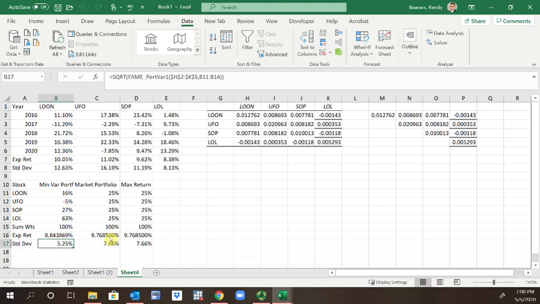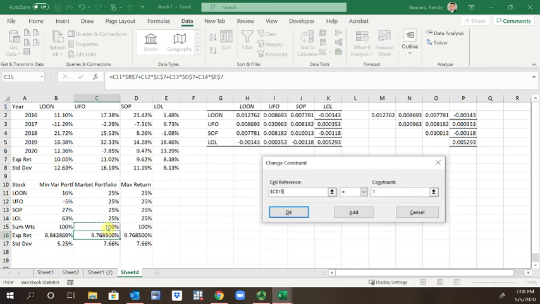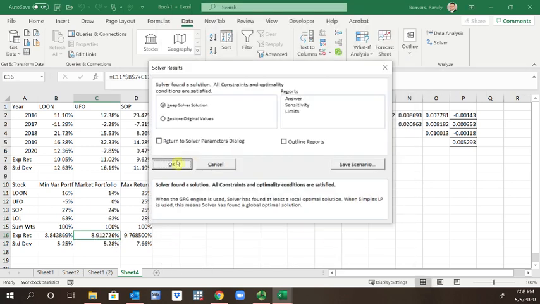Next thing we'll do is get at the market portfolio. So I will solve again, but this time make the unconstrained variables non-negative. We're going to change this one, and we'll be changing these. So now the objective is to minimize that one, C17. Now we'll solve. You see that result.